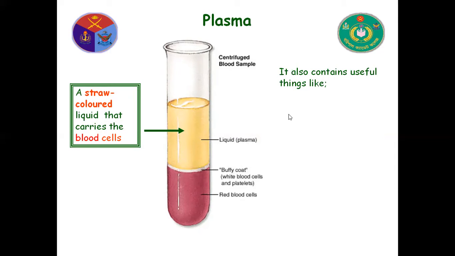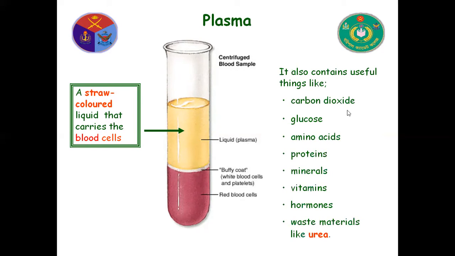Blood also contains useful things like carbon dioxide, glucose, amino acids, proteins, minerals, vitamins, hormones, and waste materials like urea. I mean, all the substances are present in blood.